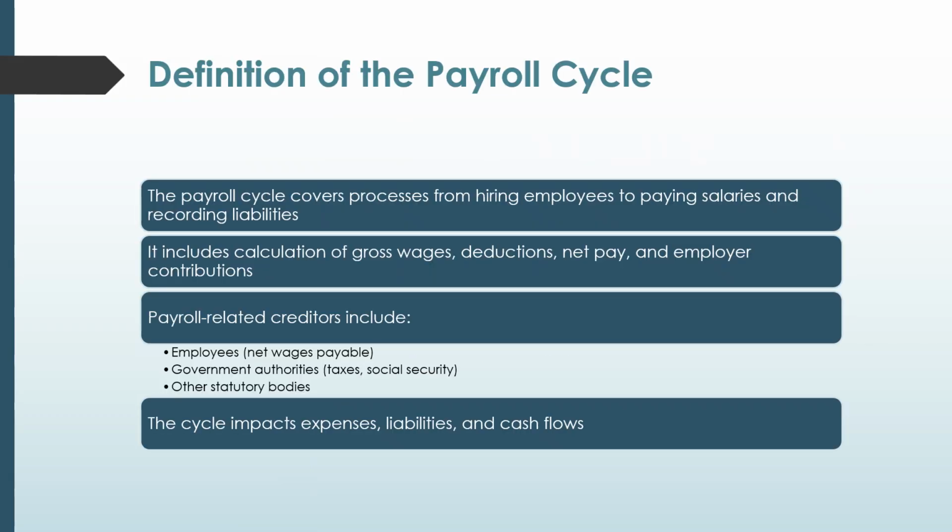The payroll cycle refers to all activities related to paying employees for their work. This includes calculating salaries, making deductions like tax, paying employees, and paying government authorities. From an accounting perspective, payroll cycle creates expenses and also creditors such as salaries payable and tax payable. Because payroll involves cash and legal obligations, it is considered a sensitive and high-risk cycle.